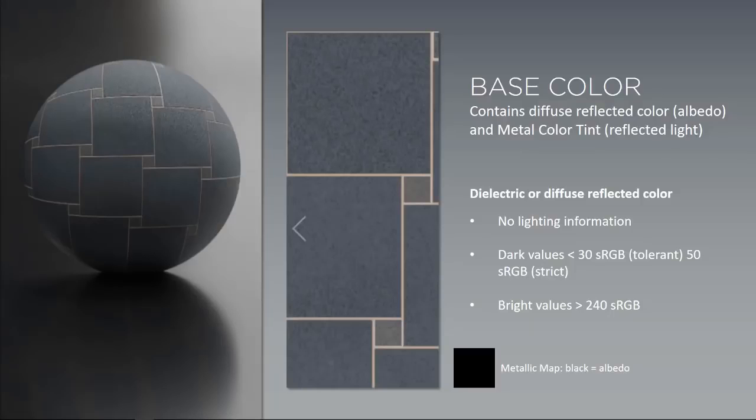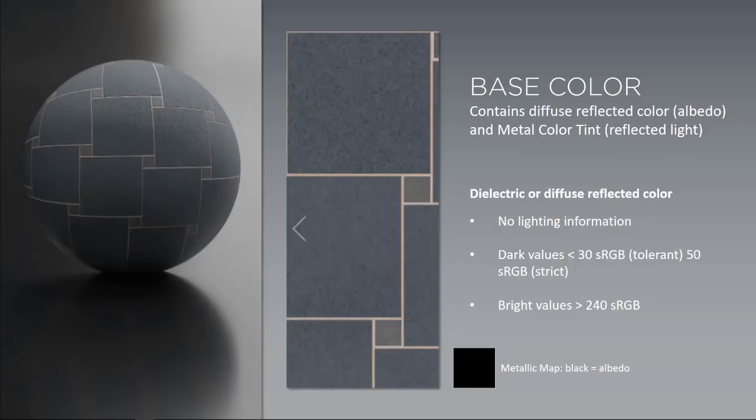So yeah, what I like to say then, going back to this base color, is that it represents, like I said, our albedo and our metal color tint values, which is determined by the metallic map. So in this slide, what I want to show is one aspect of this. For example, here I have this dielectric or diffuse reflected color. Just a couple of guidelines about authoring this map.